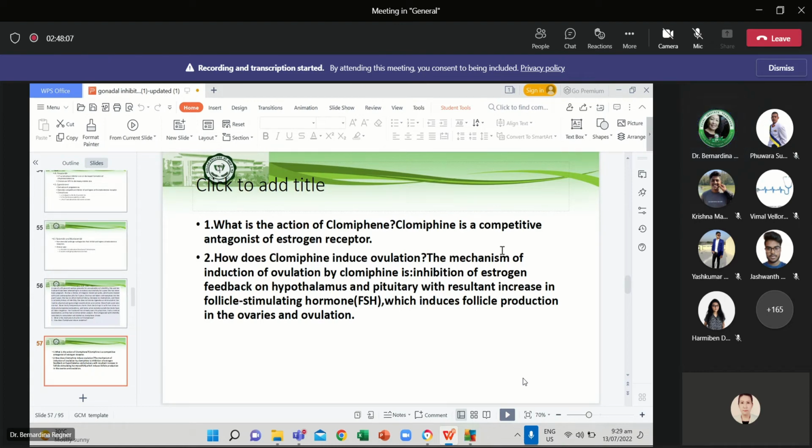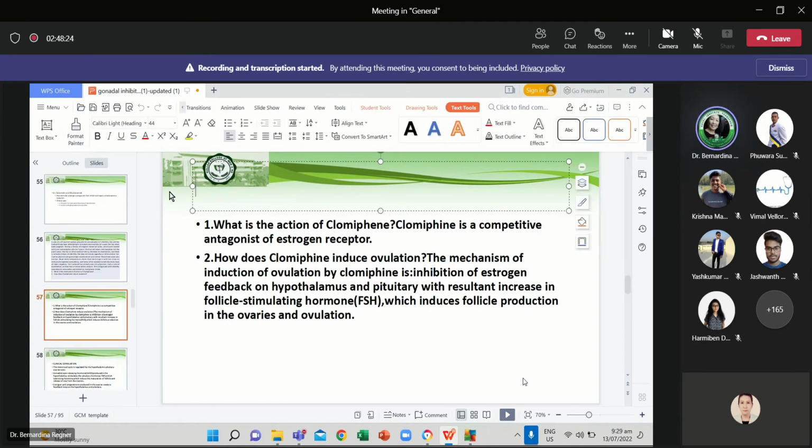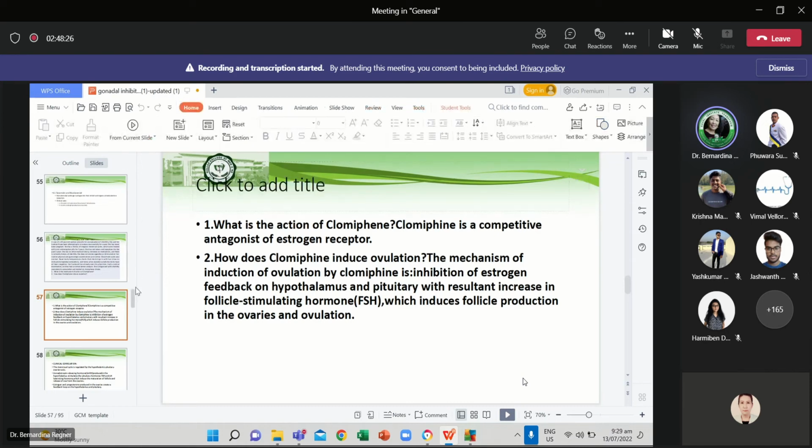So actually the problem here is in the follicle stimulation, follicle production, and then induction of ovulation, which is done by your luteinizing hormone. Did you realize that? Okay. So here comes the problem with the use of clomiphene.